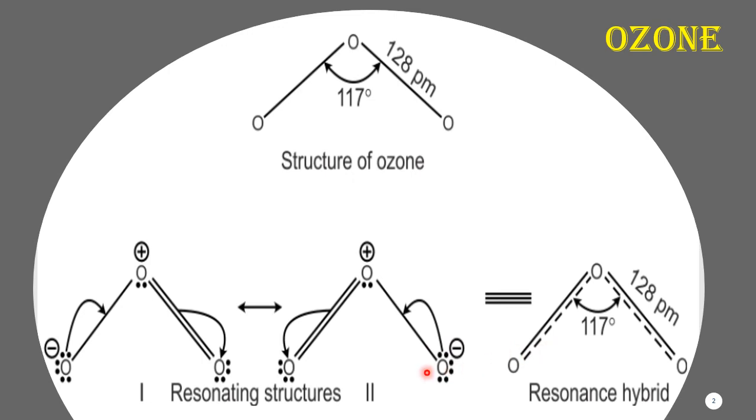Resonance energy is the energy difference between what? Between the possible structures of a particular molecule, the one which has got the least energy, that energy minus energy of the resonance hybrid. Whatever answer is there, that is the resonance energy for the particular molecule. It tells whether it is more stable or less stable.